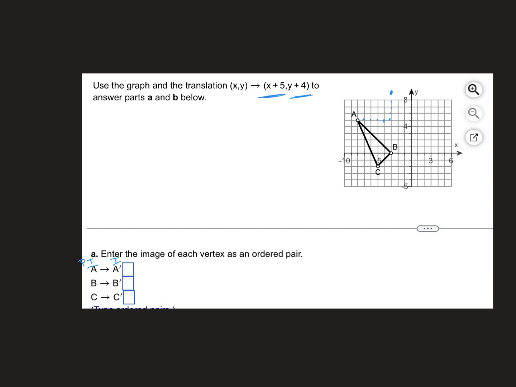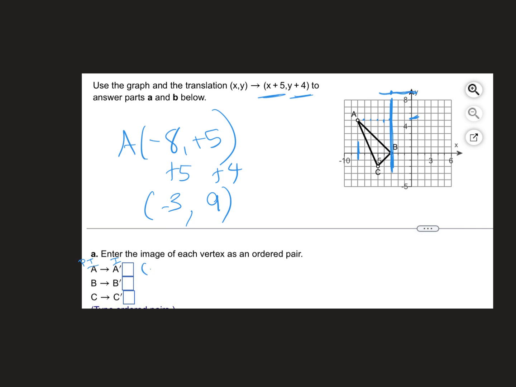So you can do it on the graph and find it, or you can do it by ordered pair. A currently is at -8, 5. So I'm going to add 5 and add 4. -8 plus 5 is -3, and 5 plus 4 is 9. And if you want to verify over here, look, that point ended up at -3, 9. So this one is going to be -3, 9.